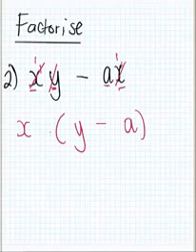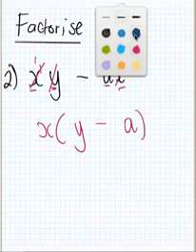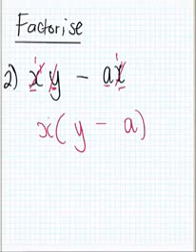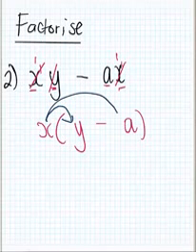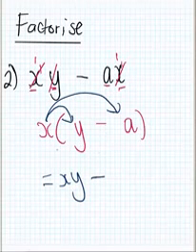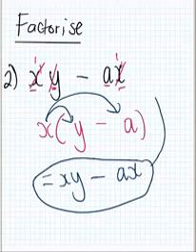My x, I've got a big space here, so I might just fix it up and put my x closer to the bracket. Okay, and that's it. We have factorized this expression. And to double check our answer is correct, if I expand it, do the opposite of factorizing. So x times y is xy. Take away, x times a is xa, or we can say ax. And guess what? We've got the exact same thing that we started off with. And we're done.